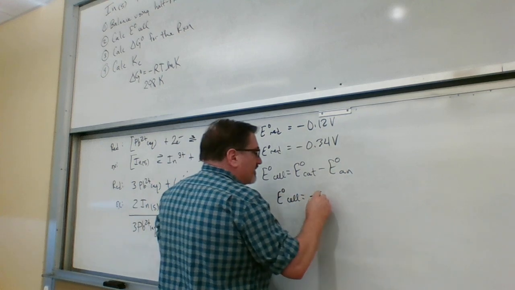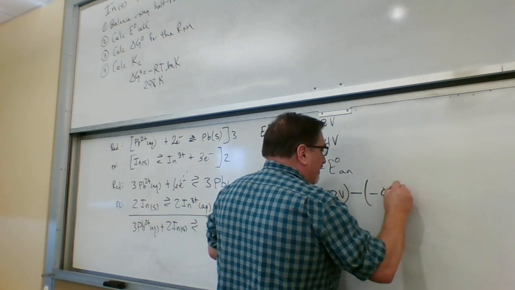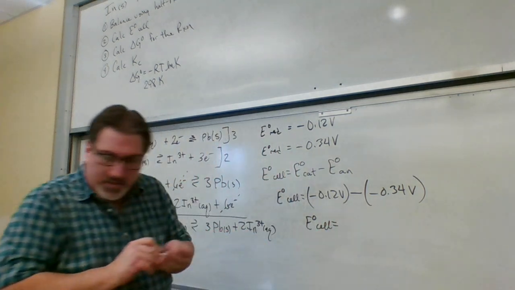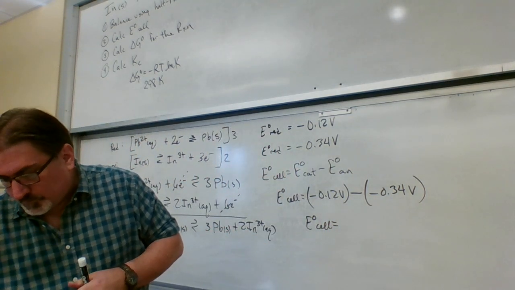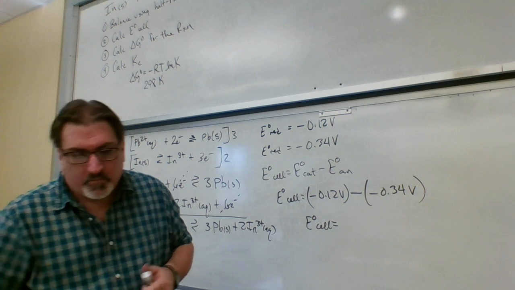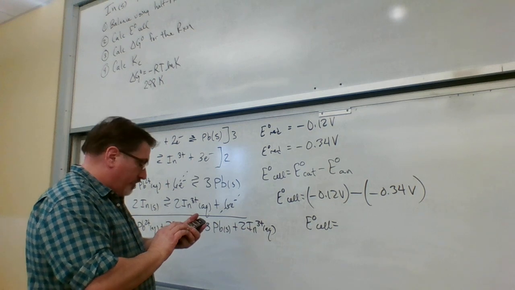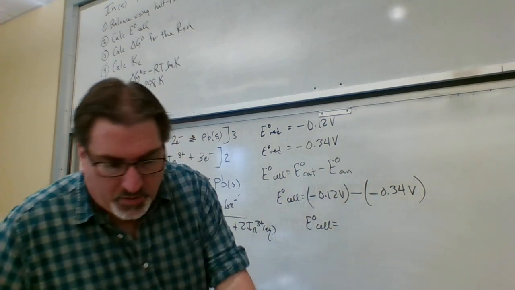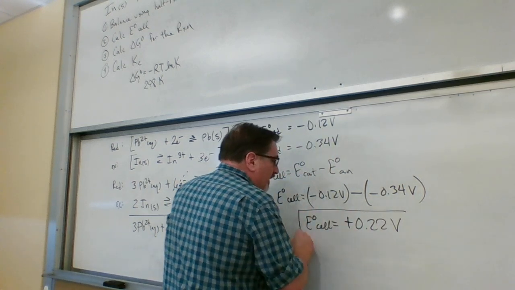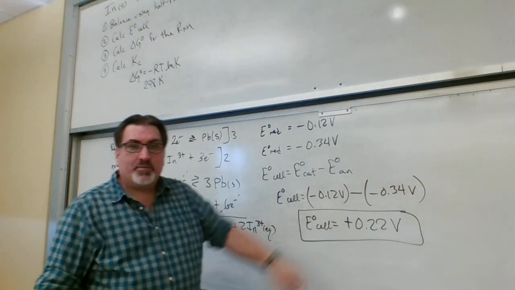So cathode was minus 0.12 volts, minus 0.34 volts. So that looks like plus 0.22 volts. Yep, plus 0.22 volts. If you'd been asked, is this a spontaneous reaction or not, yes or no, you would say yes, because E0 was positive.